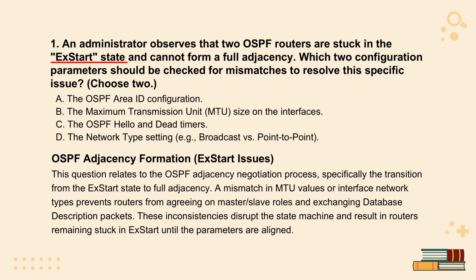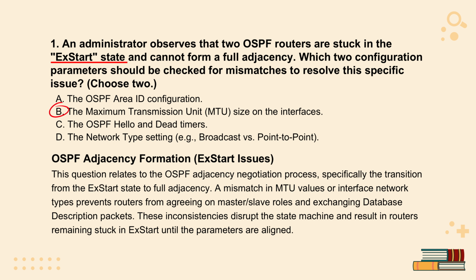The first one, and honestly probably the one people overlook the most, is a maximum transmission unit mismatch, an MTU mismatch. The MTU size, okay. Right. So if router A sends out its first packet, the database description packet, and router B's interface sees it as too big for its configured MTU, it just drops it silently. And the process just stalls right there. It's like one person is shouting and the other is whispering, and they can't even agree on a volume. That's a great way to put it.